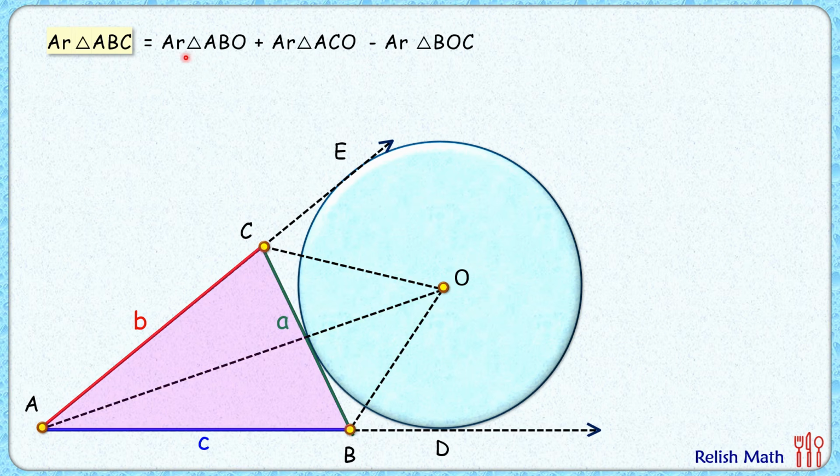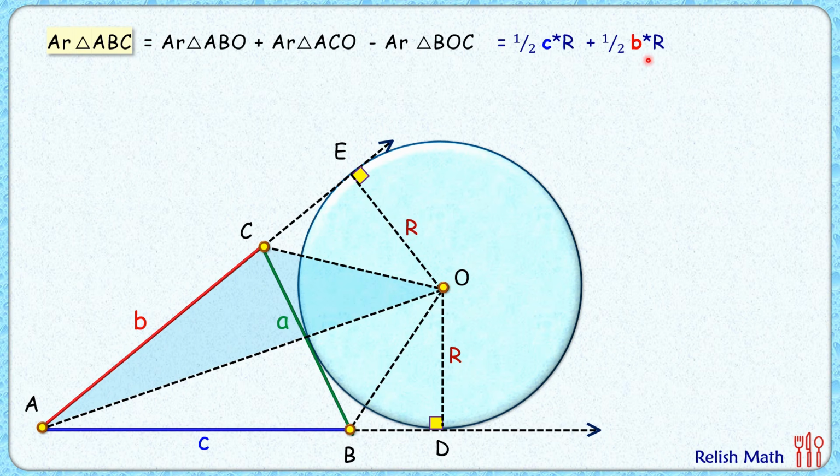Now the area of triangle ABO, that is this yellow triangle, is half of base times height. Here this height is nothing but the radius of the excircle, that's R. So the area of this yellow triangle will be half of C times R. To that we are adding the area of triangle ACO, that is this blue triangle. For that we'll take B as the base and OE will be the height, which is your R centimeter. So we'll add half of B times R.